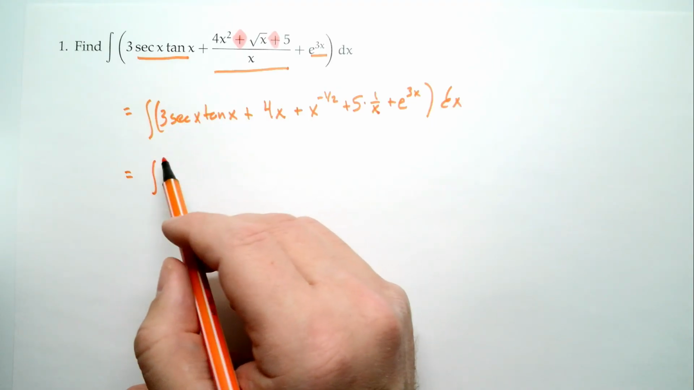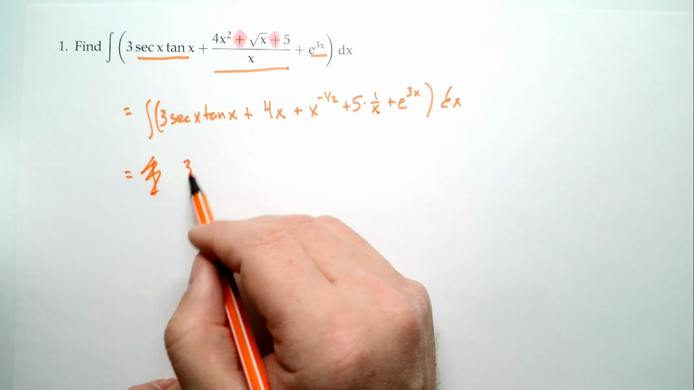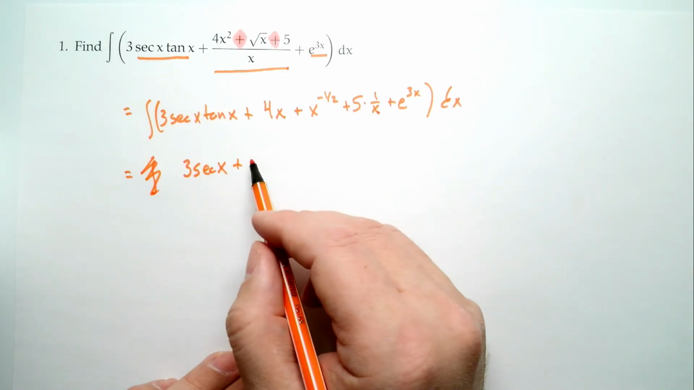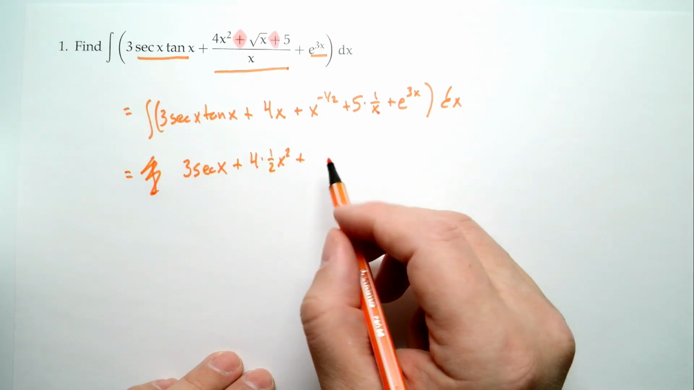All right. And so what does that become? Well, now we can just integrate. Integral of secant tangent is secant. It's on our list. So 3 secant x. Integral of 4x. Well, 4 times 1/2 x squared. Integral of x to the minus 1/2.